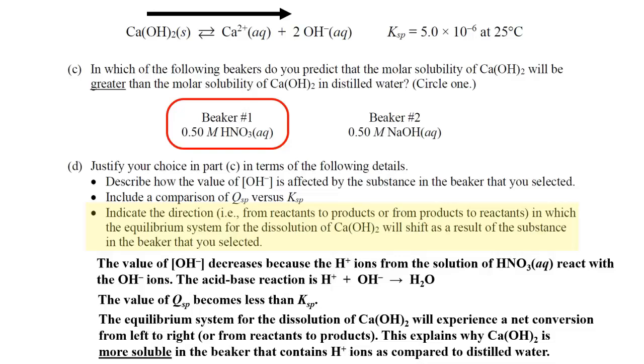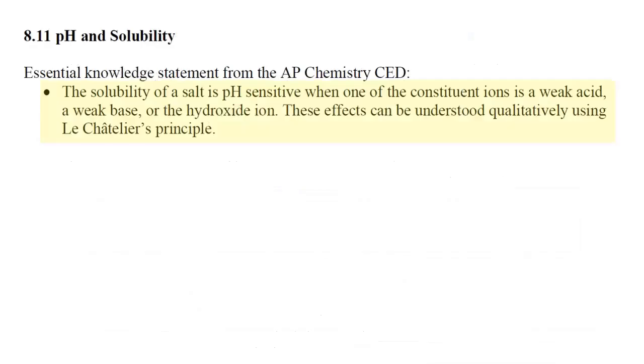And so this explains why calcium hydroxide is more soluble in the beaker that contains that strong acid that contains H+ ions as compared to distilled water. So again, question 8 was an example of topic 8.11, pH and solubility.